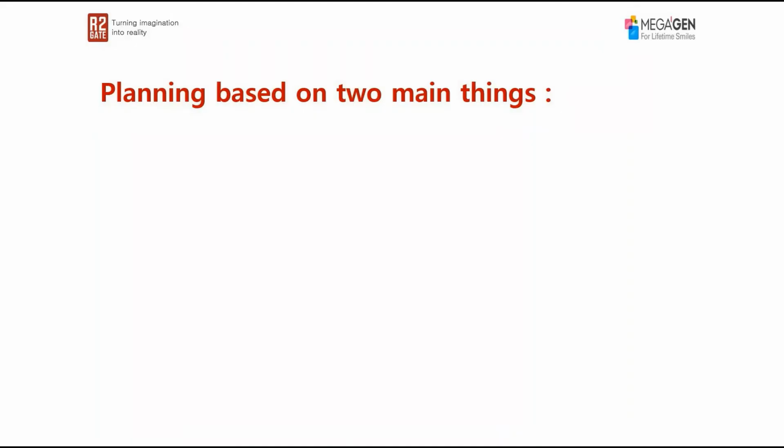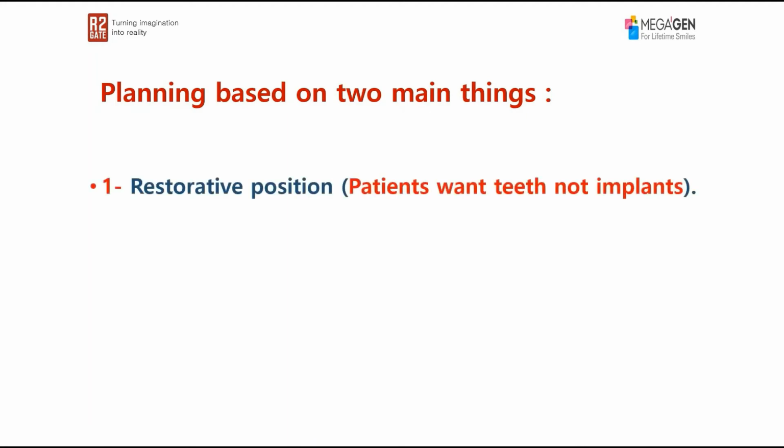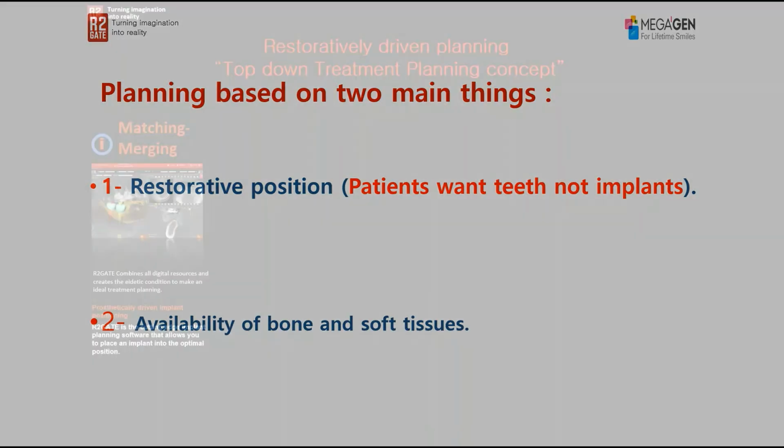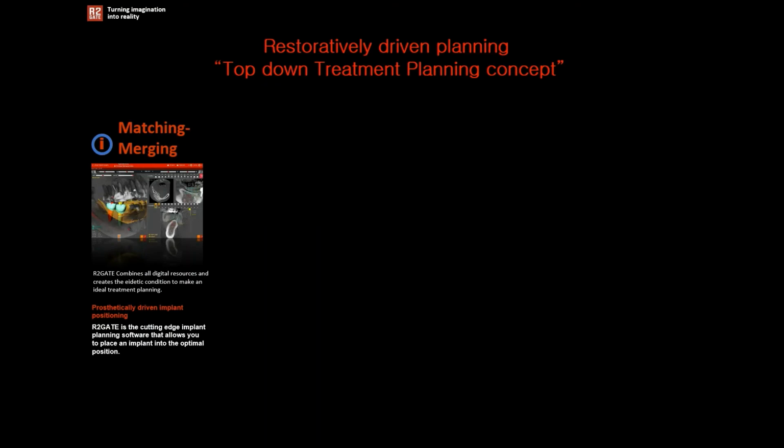After we do that, we start to do our treatment planning, and our treatment planning is based on two main things. Number one is the restorative position, because remember, patients want teeth and not implants. Number two will be the availability of bone and soft tissues as well. This is usually the workflow that we do in R2Gate.